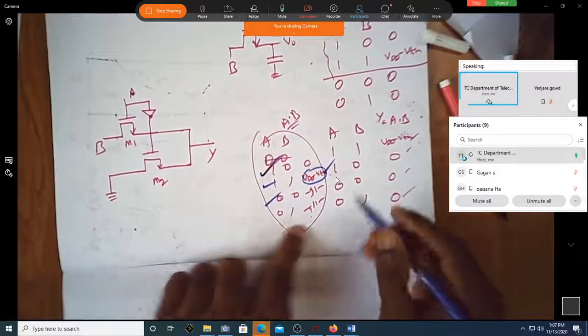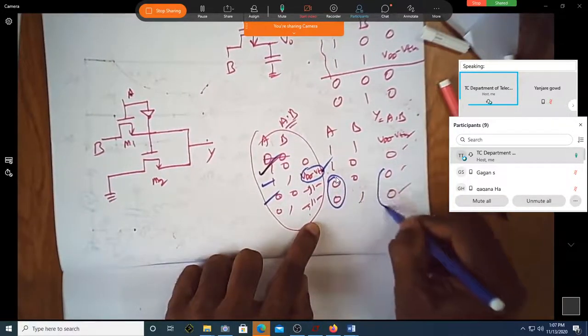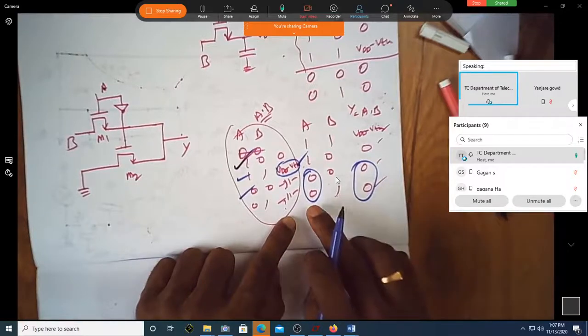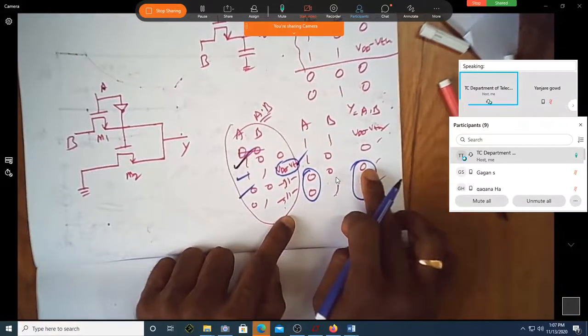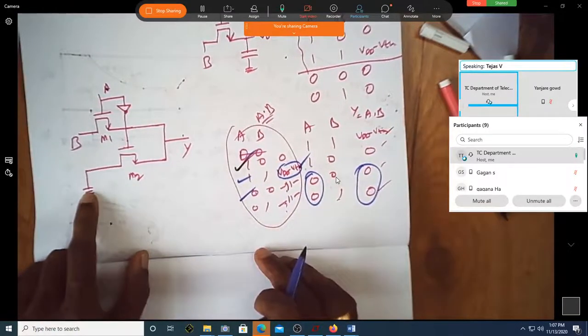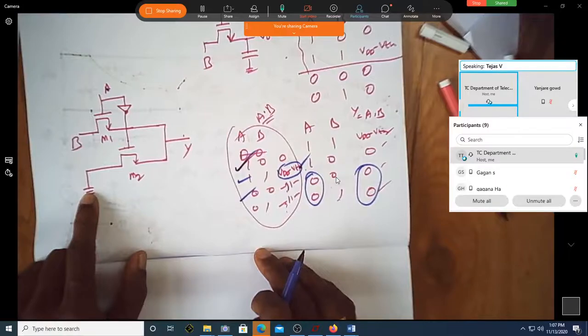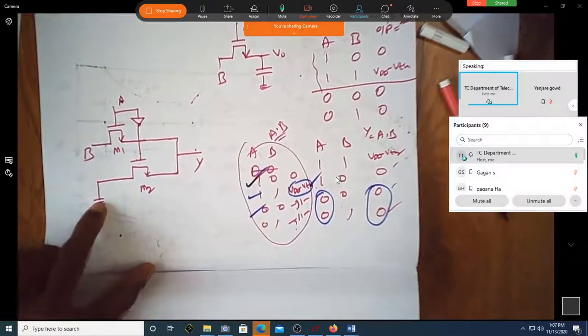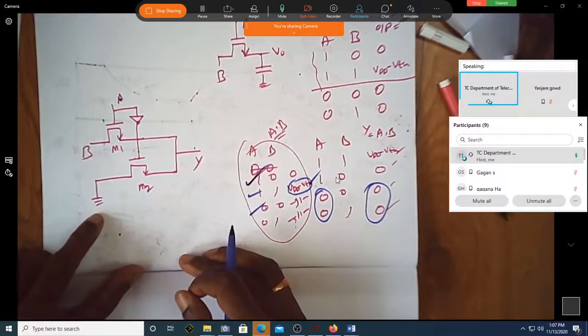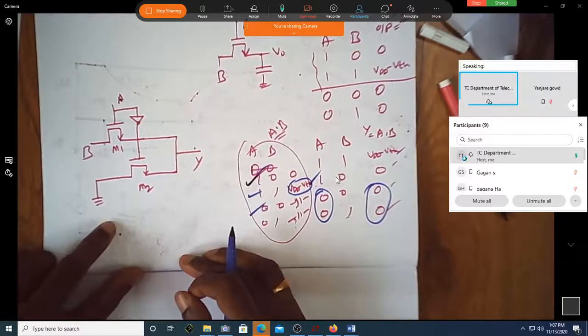Correct? See here, just compare this and this. When A is 0, is the output always 0? Yes, sir. That's why I am grounding this. Getting the point? Okay, we will just do 1 or 2 more experiments, and you'll get it.